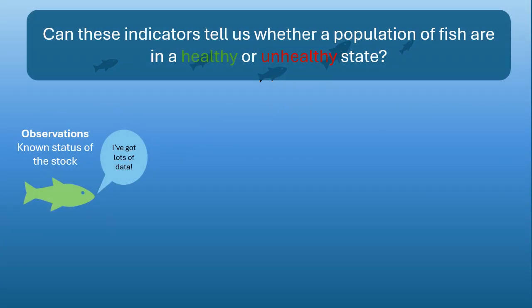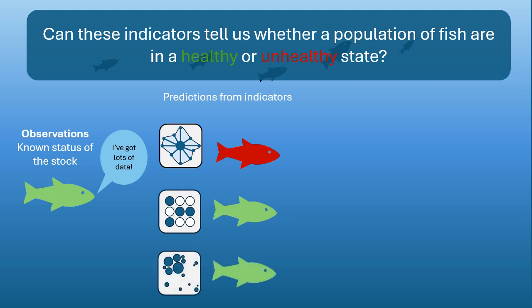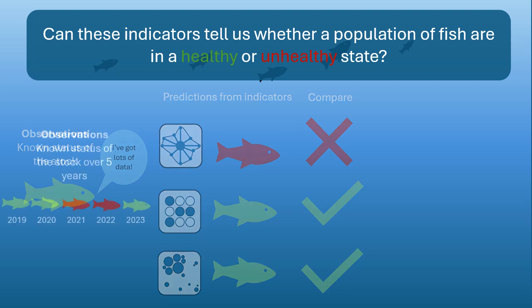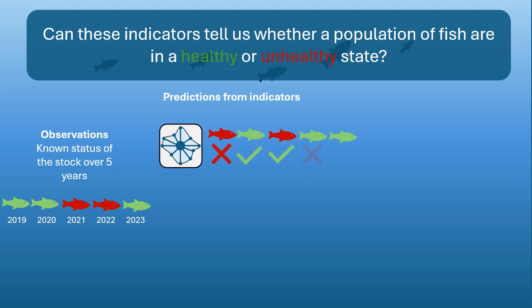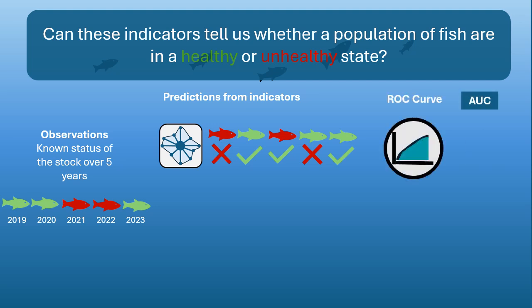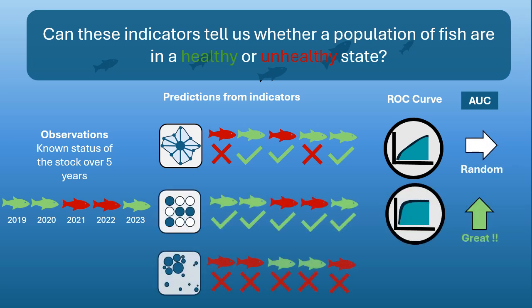For fish stocks that have lots of good quality data available, we have a good understanding of their health status. We can then calculate our spatial indicators for these stocks and then compare the indicator predictions against the true known values of stock status. We can do this for many years' worth of data, comparing the predictions to the observations for each year. The number of years incorrectly and correctly classified can be used to plot a ROC curve. The area under this curve, the AUC, tells us how well the indicator performed.